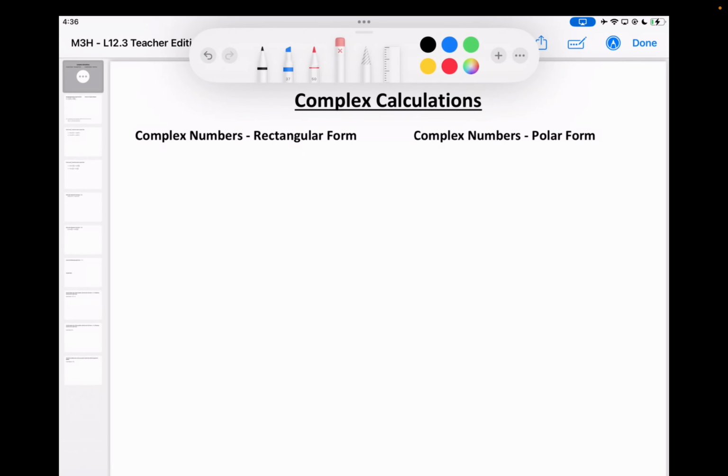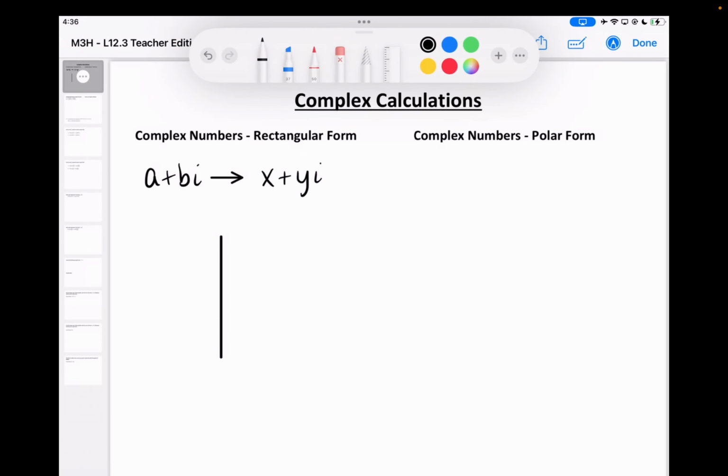At this point, we're going to go ahead and talk about how to do complex calculations when you are in polar form. Last school year, you learned how to do complex numbers when they were in standard form. If you recall, standard form is written in this form, a plus bi, where bi is the imaginary part. This standard form can also be written as x plus yi.